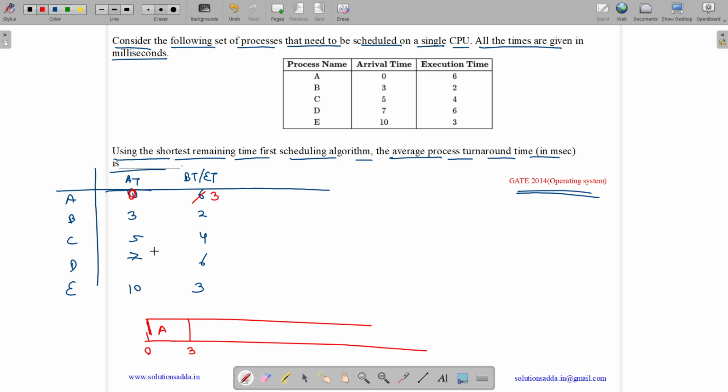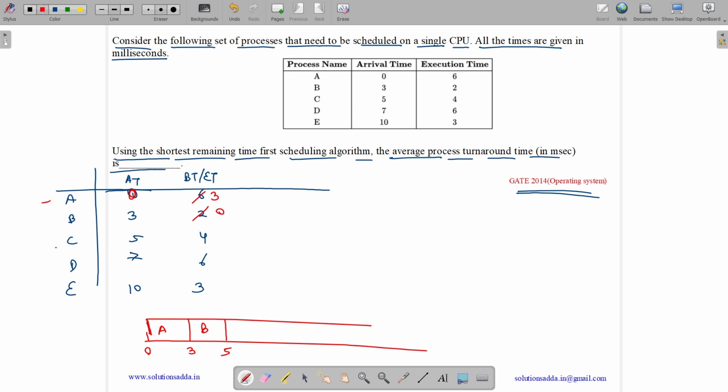Now we need to see which is shorter among those who have arrived. A and B have arrived, and B has the shorter burst time, so B will get scheduled. It can be scheduled till 5, as at 5 a new process is coming. Till 5 it will run and it will complete.